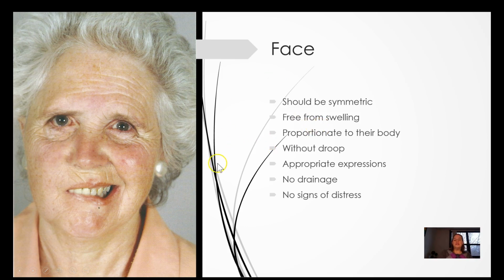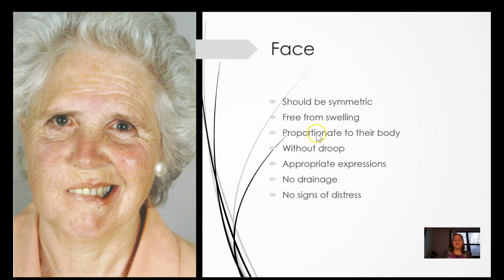We shouldn't see any swelling. In our heart failure patients, for some reason, they get these funny little pockets right underneath their eyes, and that's where they hold their fluid. Other areas that we might see swelling on the face, we might see some facial swelling down in this area if they have some dental issues. That's pretty much the two areas that we would see swelling unless there's some sort of injury.